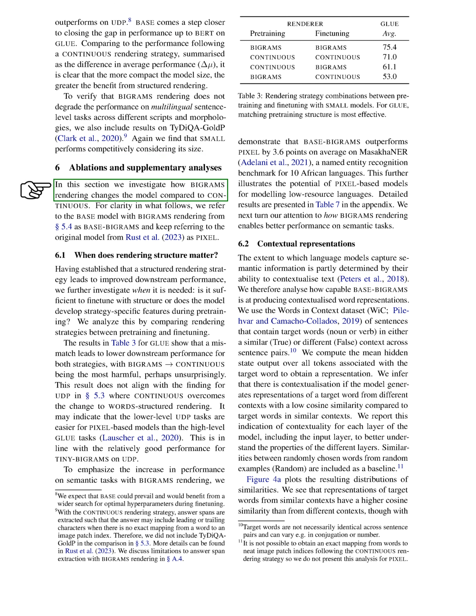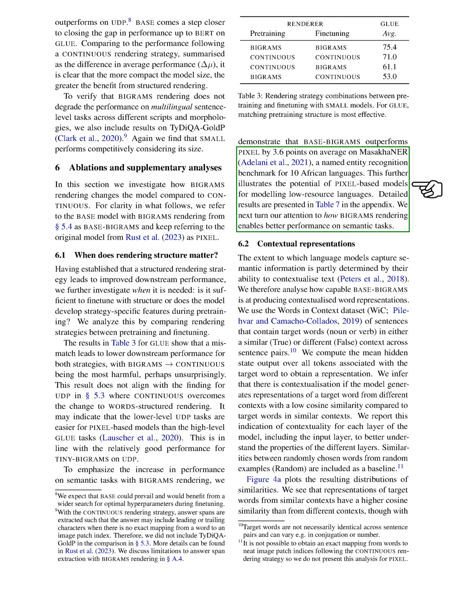Next, we delve into how bigrams rendering changes the model compared to continuous. We found that a structured rendering strategy improves downstream performance, but we wanted to investigate whether this is due to fine-tuning with structure or if the model develops strategy-specific features during pre-training. We found that a mismatch between rendering strategies during pre-training and fine-tuning leads to lower downstream performance. This is particularly true when switching from bigrams to continuous. Interestingly, this doesn't align with our findings for UDP tasks, where continuous overcomes the change to word-structured rendering. This suggests that UDP tasks are easier for pixel-based models than high-level GLUE tasks.